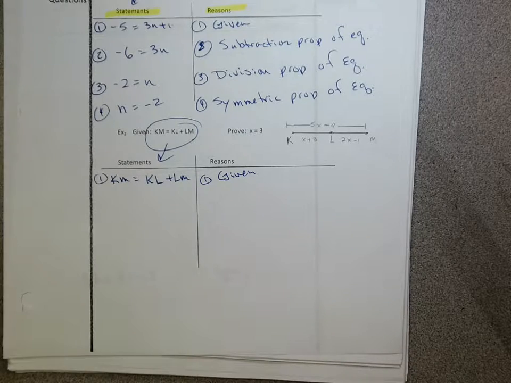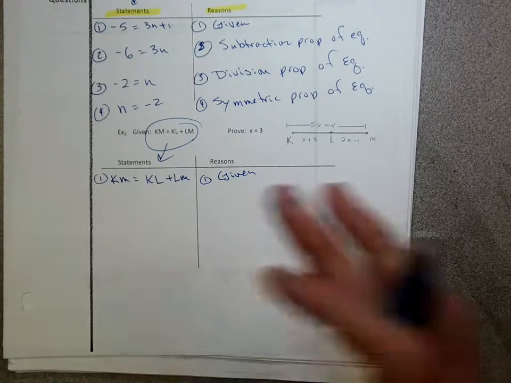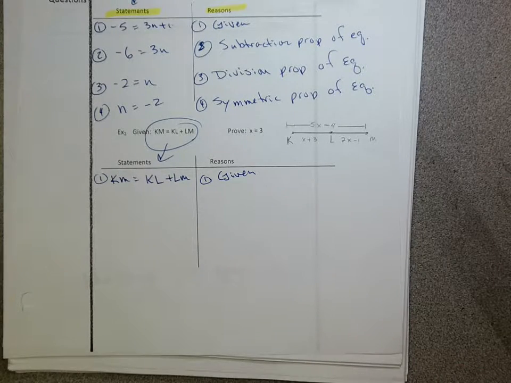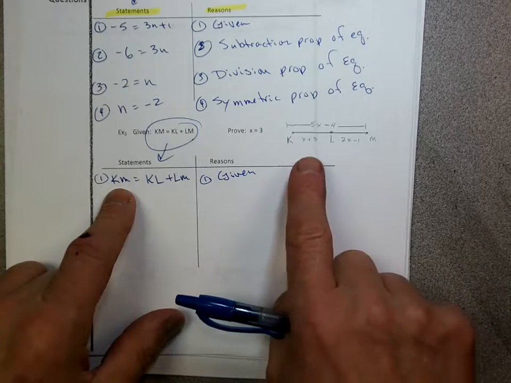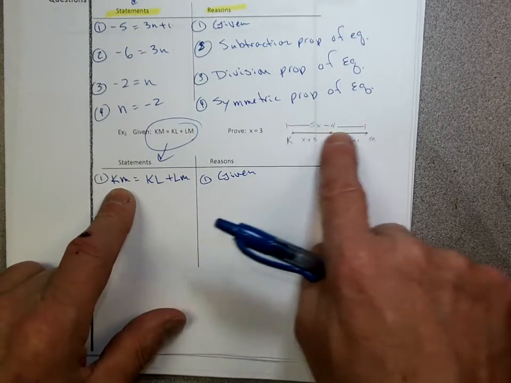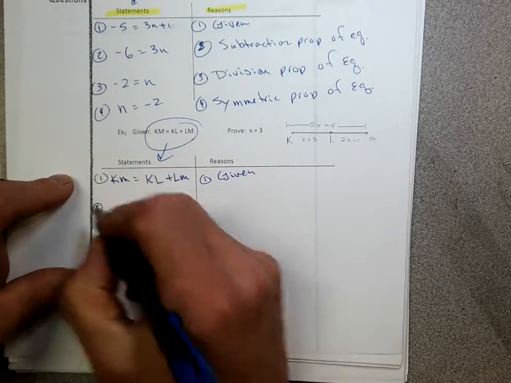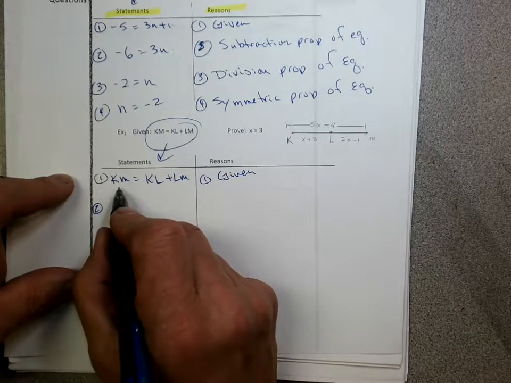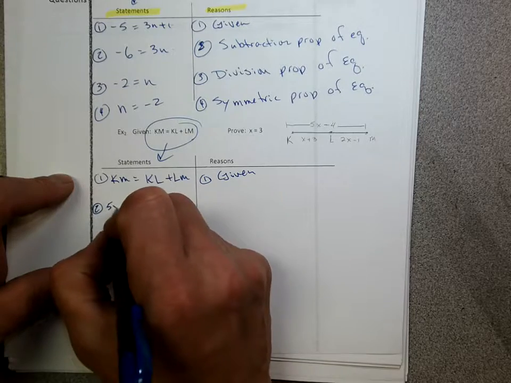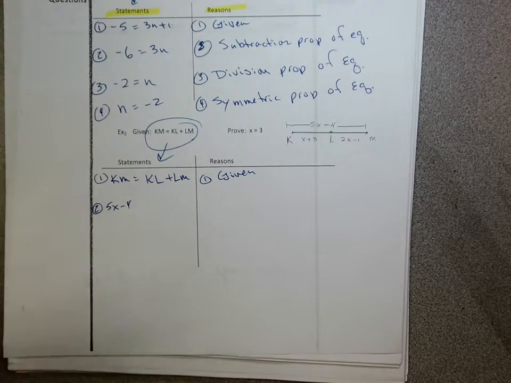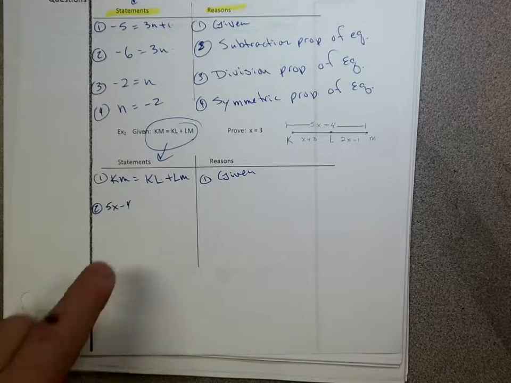Now, what we need to do is get it from K's and M's and L's to X's and Y's. So we're going to do a substitution, all right? What I know is that KM is really equal to 5x minus 4. So instead of writing KM, I'm just going to go step 2. I'm writing in its place, I'm going to substitute 5x minus 4, because I need to get it from letters to some kind of equation, okay?